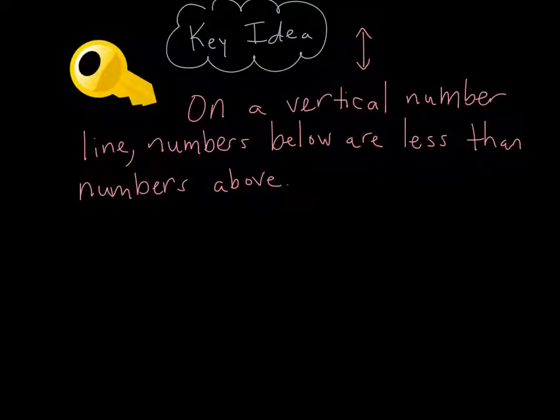If we look at vertical number lines, then any numbers below or lower on the number line are going to be less than any numbers above. So that means any numbers towards the top or above on the number line are going to be greater than anything below.